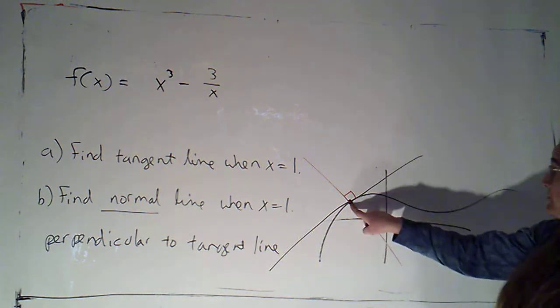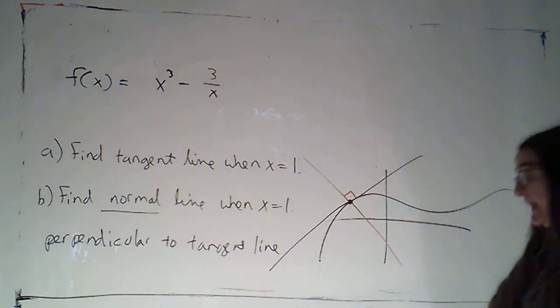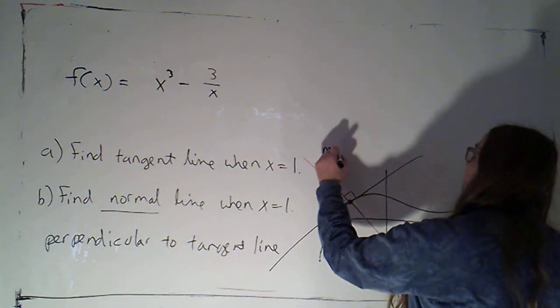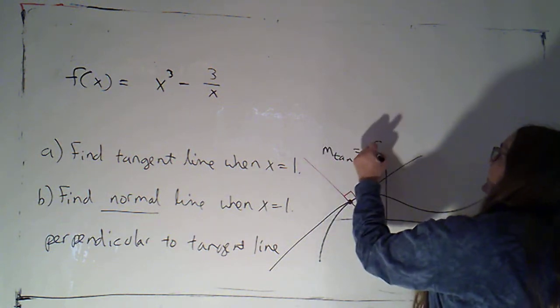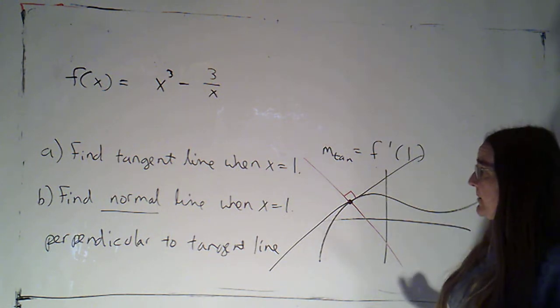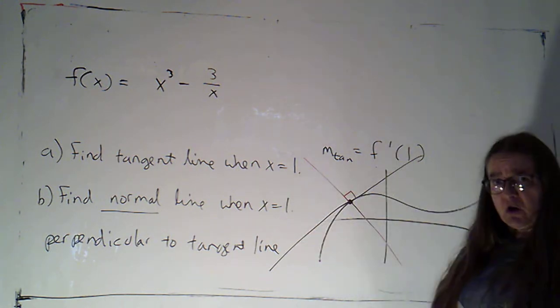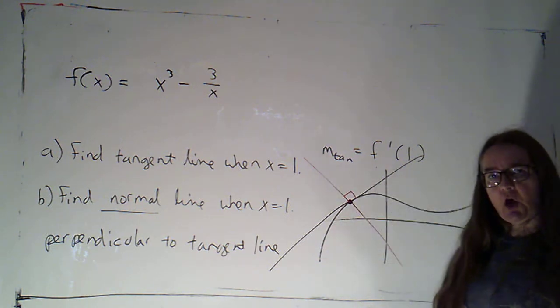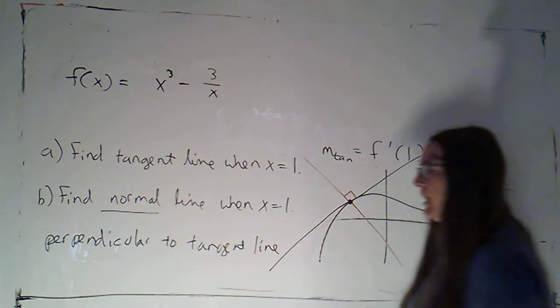Now, both of those lines will go through this point, so I'm going to need to find that point. I know how to find the slope of the tangent line. The slope of the tangent line will just be the derivative at 1. So I need to think about, how do I find the slope of the normal line? What's the connection between slopes of perpendicular lines?